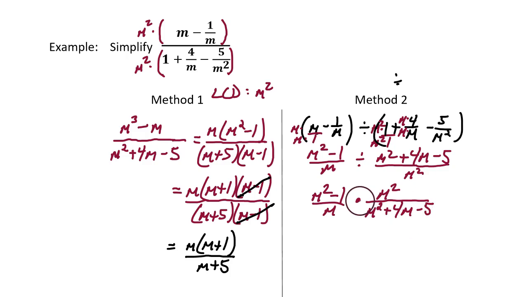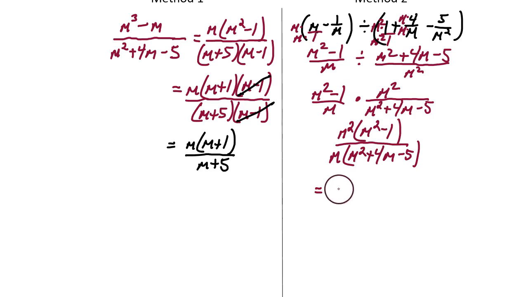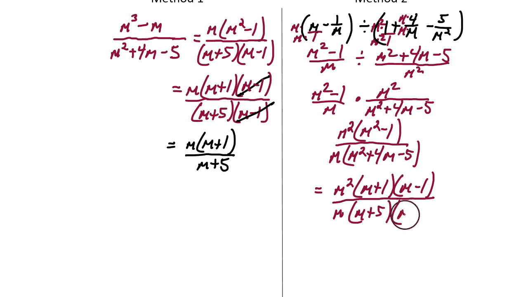Now multiply the numerators and multiply the denominators. m squared times m squared minus 1 over m times the m squared plus 4m minus 5. The m squared minus 1 factors as m plus 1 times m minus 1. In the denominator, we have the m, and then our trinomial factors as m plus 5 times m minus 1.